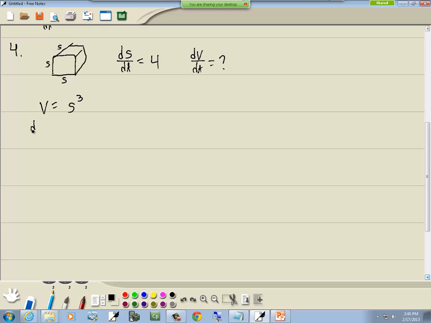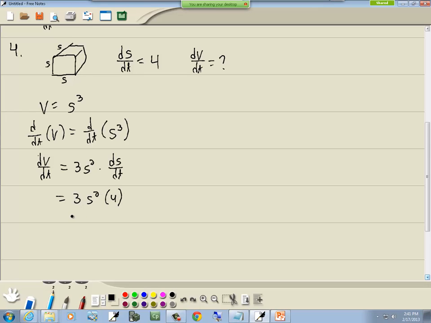Okay, well let's take the derivative of each side with respect to t. Take the derivative of V, and we'll take the derivative of s to the third. Now this just gives us dV dt. The derivative of s to the third is 3s squared, but since we're taking the derivative with respect to t, and this is really an s, we have to add on our ds dt. Up above they tell us ds dt is 4, so we'll put 4 in. So we've got 3s squared times 4, or 12s squared. And that's our dV dt.